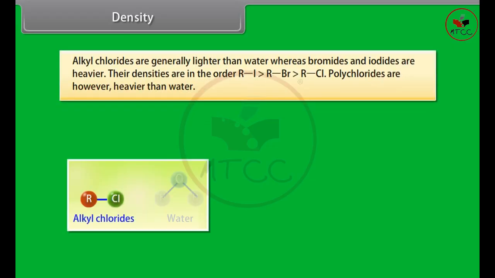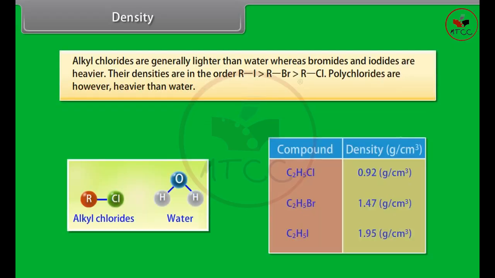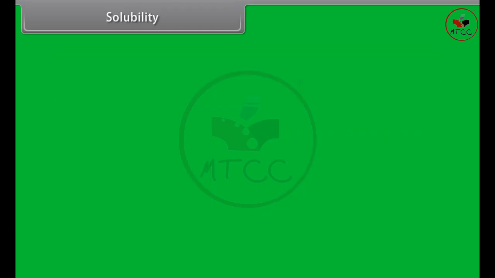Density. Alkyl chlorides are generally lighter than water, whereas bromides and iodides are heavier. The densities are in the order RI greater than RBr greater than RCl. Polychlorides are, however, heavier than water. Solubility.